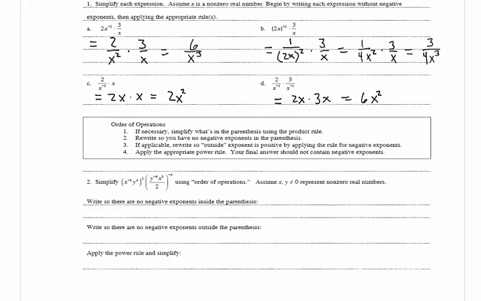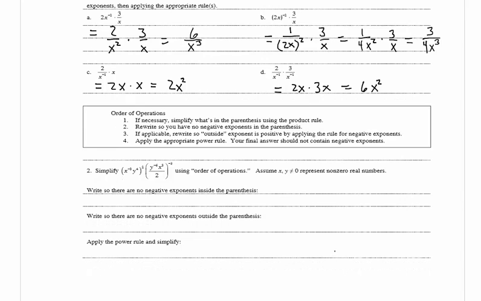In 2, it says simplify x to the negative 3, y to the 4th, all squared, times y to the negative 6, x cubed over 2, all raised to the negative 3rd power. Using order of operations, assume x and y are not equal to 0 and represent a non-zero real number. Write so that there are no negative exponents inside the parentheses is what it wants us to do first. So the first thing we're going to do is rewrite inside the parentheses, and we have an x to the negative 3. So it becomes x to the positive 3 in the denominator.